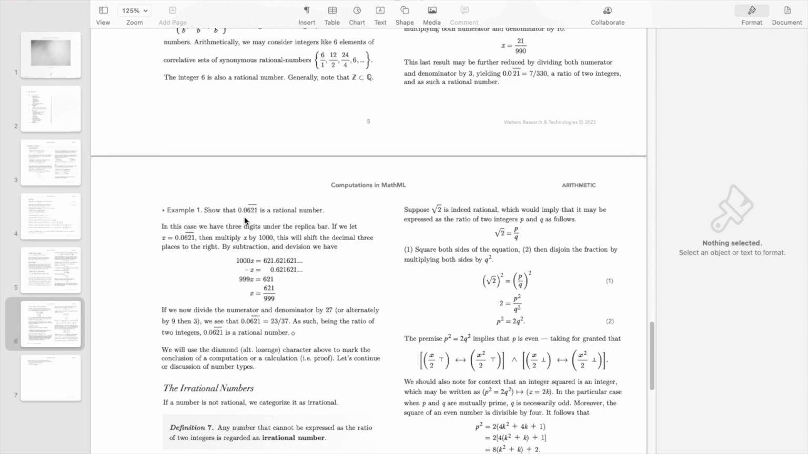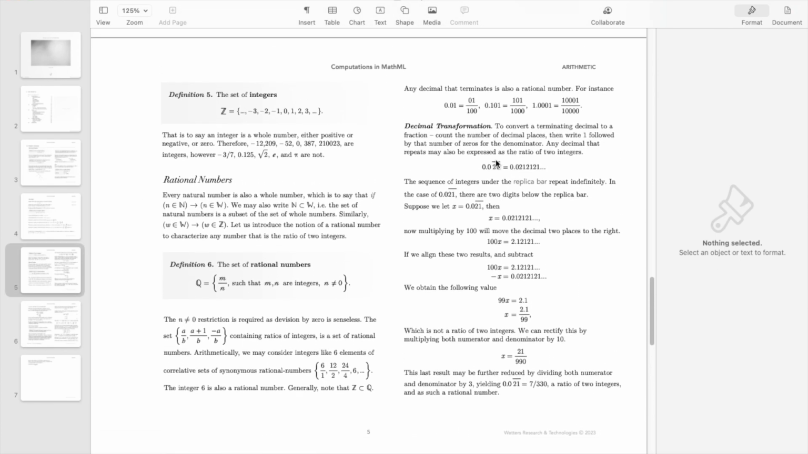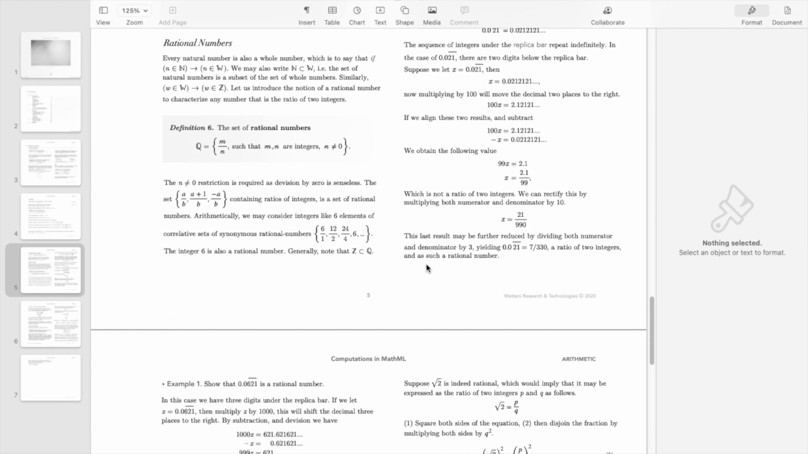Show that 0.06 repeating 621 is a rational number, meaning that it can be expressed as the ratio of two integers. In this case, we have 3 digits under the repeating bar. If we let x equal, and this would be the same solution, same strategy, same approach, same methodology for solving this problem.